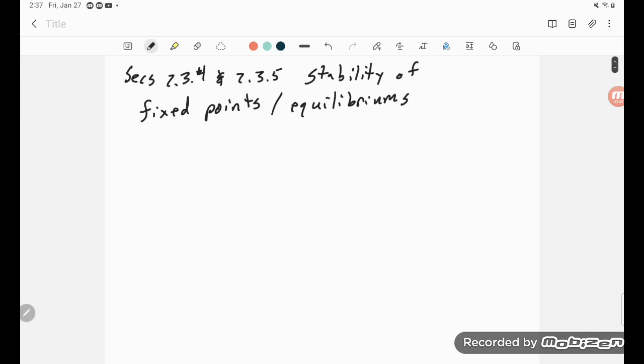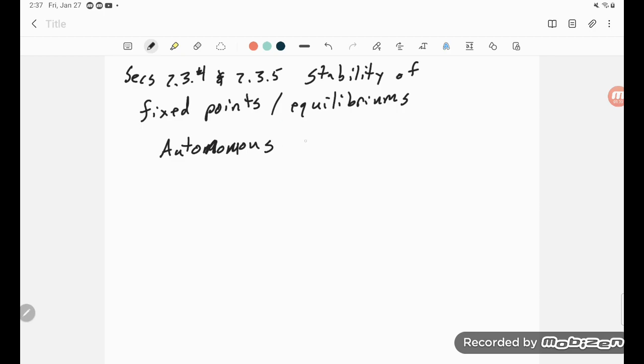Now, the reason I'm putting these together is I really probably should have put the last section with this as well, 2.3.3, 2.3.4, 2.3.5, because I pretty much did these in that video. So again, what we're looking at are autonomous differential equations.